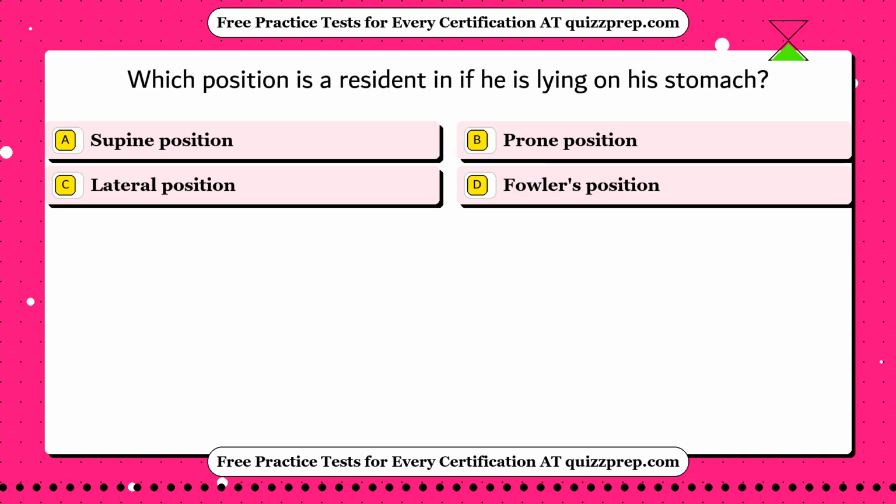Question 24. Which position is a resident in if he is lying on his stomach? Option A, supine position. Option B, prone position. Option C, lateral position. Option D, Fowler's position.